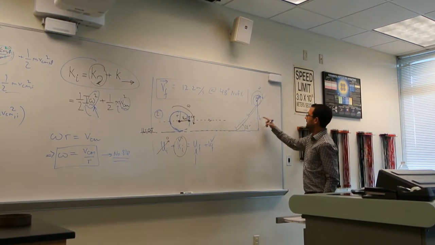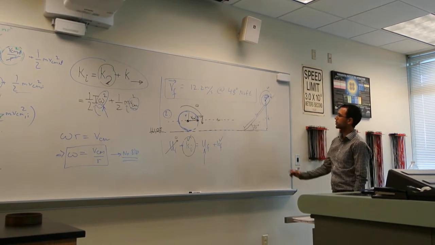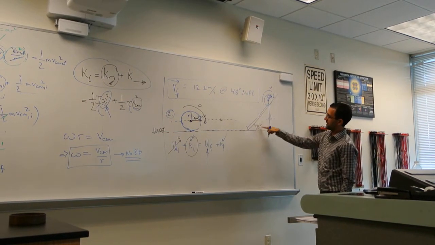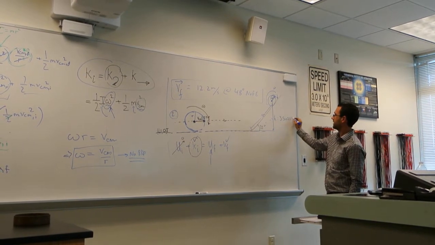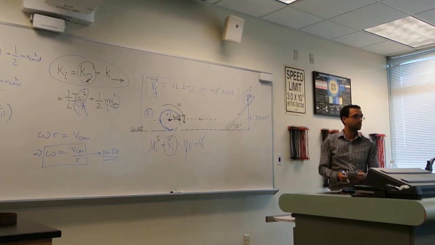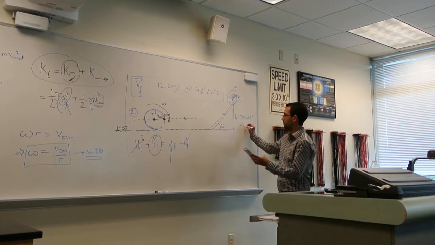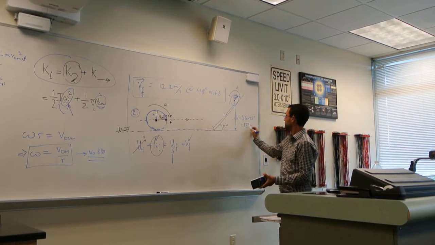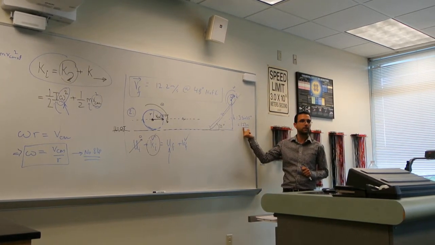So that h would be a projection of this 3 perpendicular to the ground, which is opposite to this 25-degree angle, so that would be 3 times the sine of 25 degrees. Okay, does everybody see how we got that as the altitude? So that's going to be 3 times the sine of 25, so I have 1.27 meters. That would be the altitude. Does everybody see how we got that altitude?